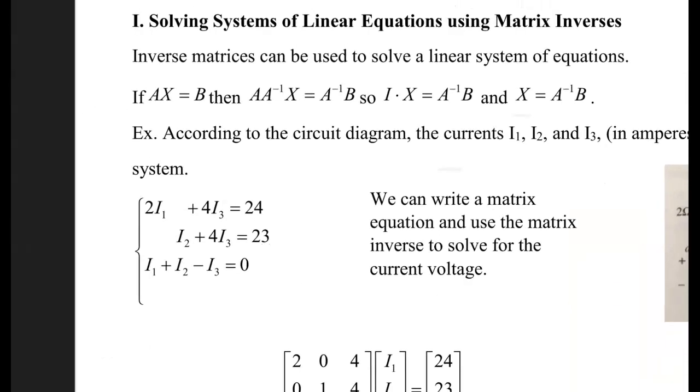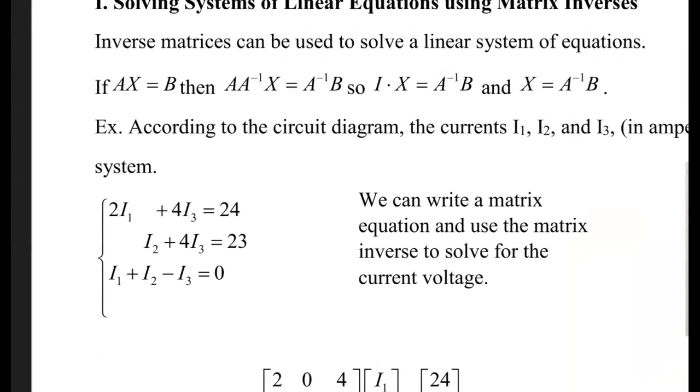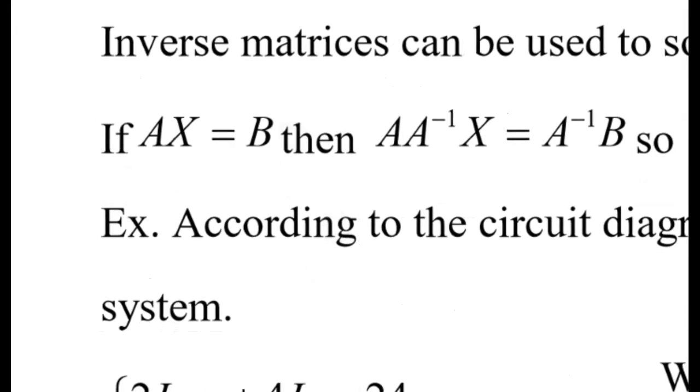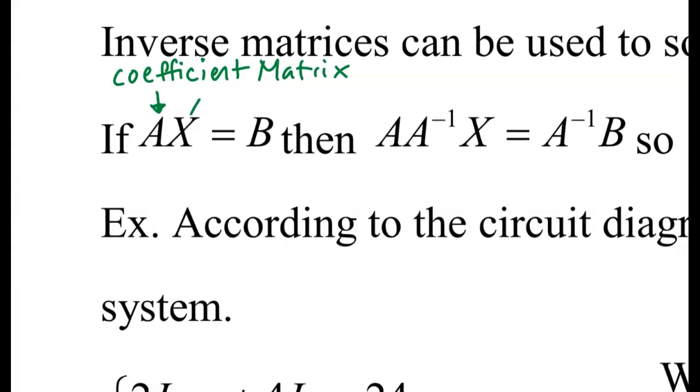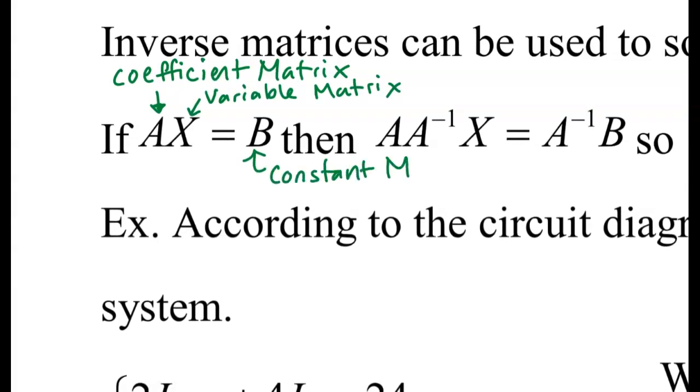Now, this A matrix is called our coefficient matrix. It's the coefficients on the variables in the linear equations. The X represents our variable matrix. And the B is our constant matrix. It is what our linear equations are equal to.